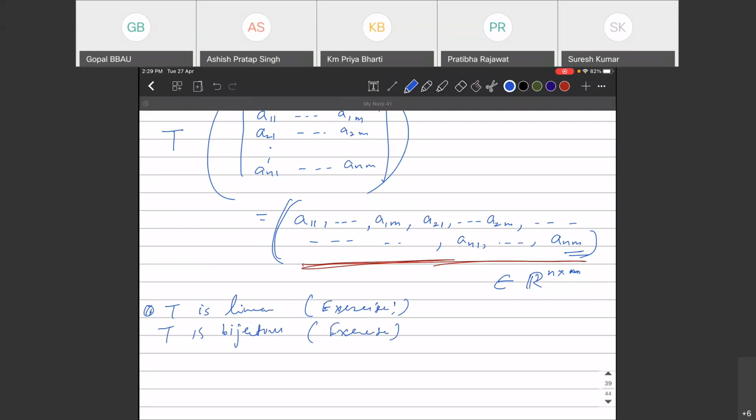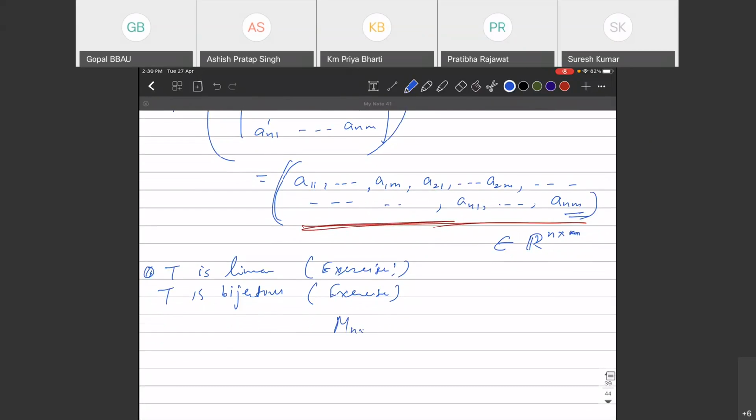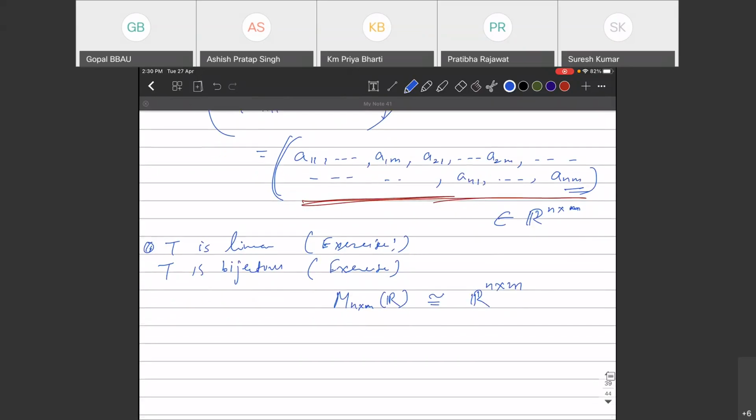So this means what you have proven is that the vector space of n cross m matrices is isomorphic to R^(n cross m). So you know the dimension of R^(n cross m) is n cross m. And since these two are isomorphic, this will be the dimension of M(n cross m)(R). We have not yet proven that when two vector spaces are isomorphic, their dimension is the same. We will prove it in a moment. Okay, any doubt?